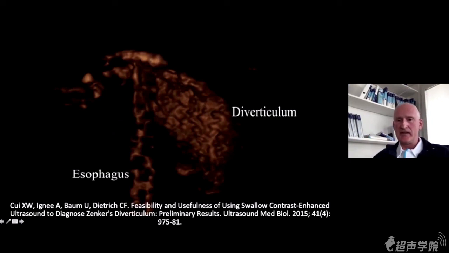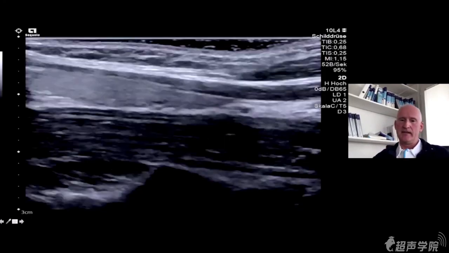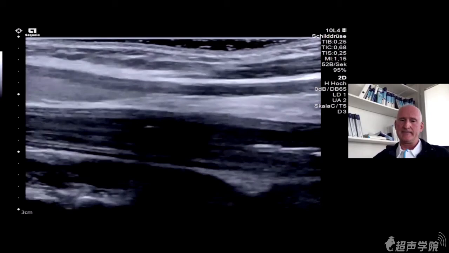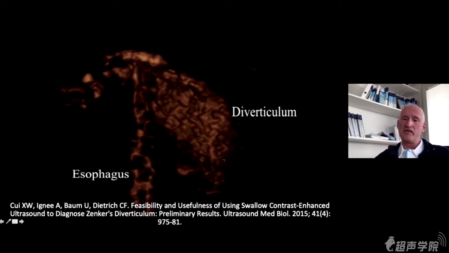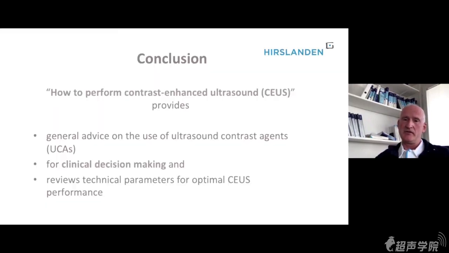Here you can see a diverticulum at the esophagus. It's called Zenker's diverticulum, and my friend Shang has been publishing about that. It's retaining contrast over time, so it's not going like we have seen in this video. It retained in the diverticulum, and we can, without any radiation exposure, diagnose also extravascular intracavitary contrast-enhanced applications.